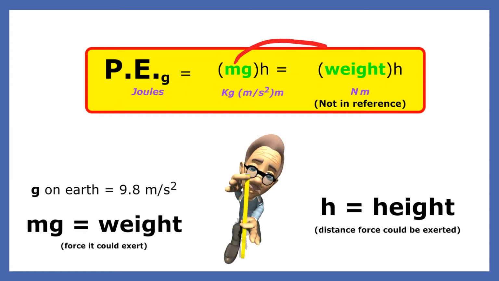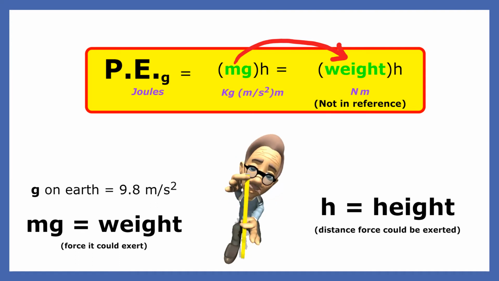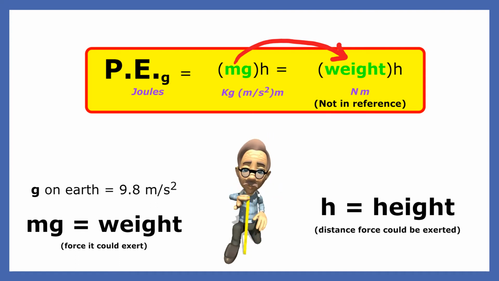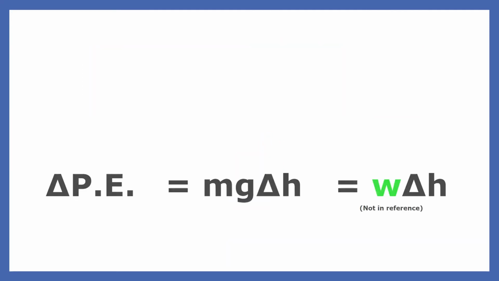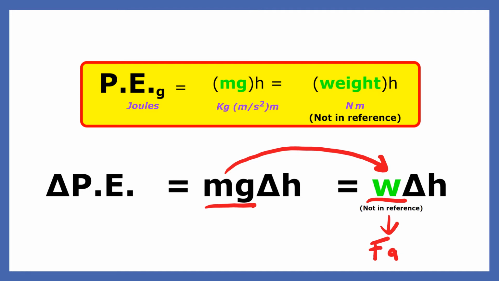Since weight is mass times the acceleration due to gravity, we see that potential energy is also equal to an object's weight times its height. The second equation is not on your reference table, so memorize it. The most common way to change an object's potential energy is to change its height. So the change in P.E. is mg times delta H, or the object's weight times its height.